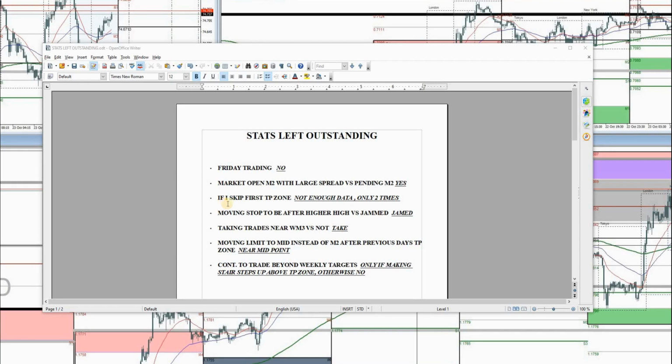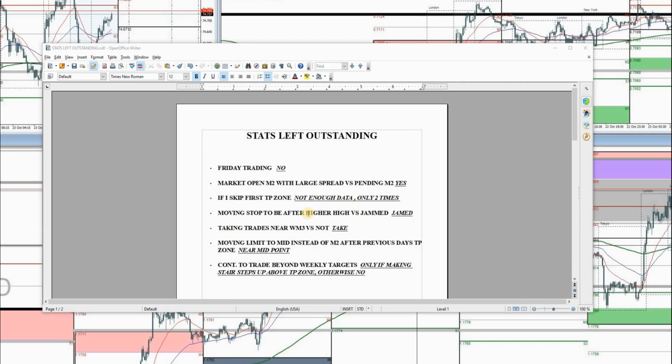And another question that I had was, if I skip the first take profit zone. I just didn't have enough data on there, and I may go back for several years. I only had, I believe, two situations of that, and it was slightly positive. If I was to skip the first, that same day's take profit zone, I may go back a few years. Actually, I will go back a few years, and I'll come up with stats for that. But as far as right now goes, I am going to take the take profit at the same day take profit zone.